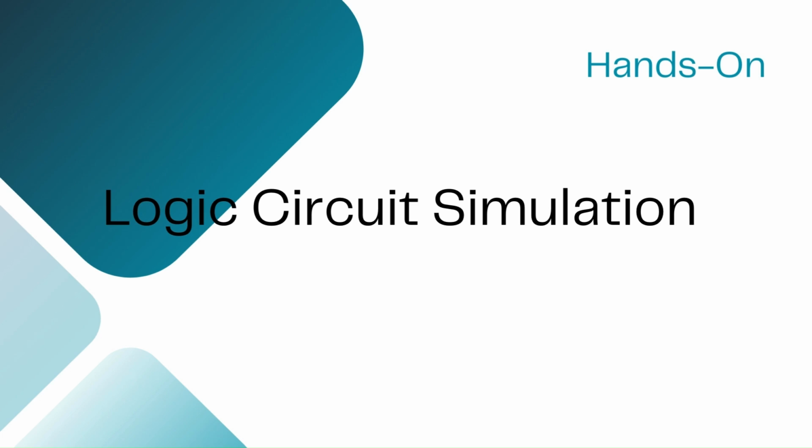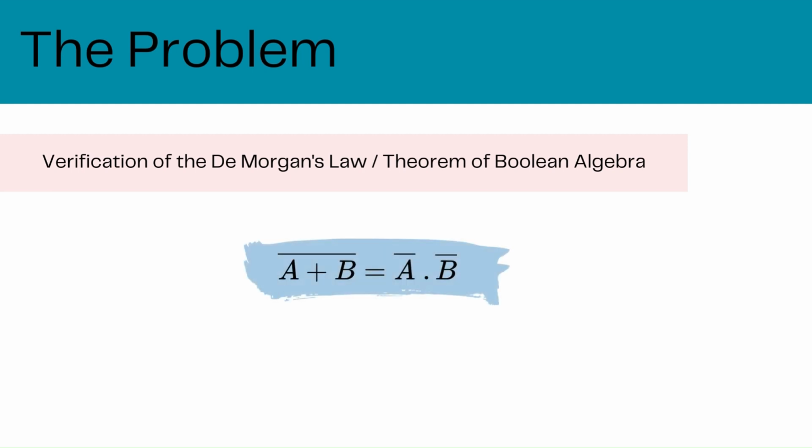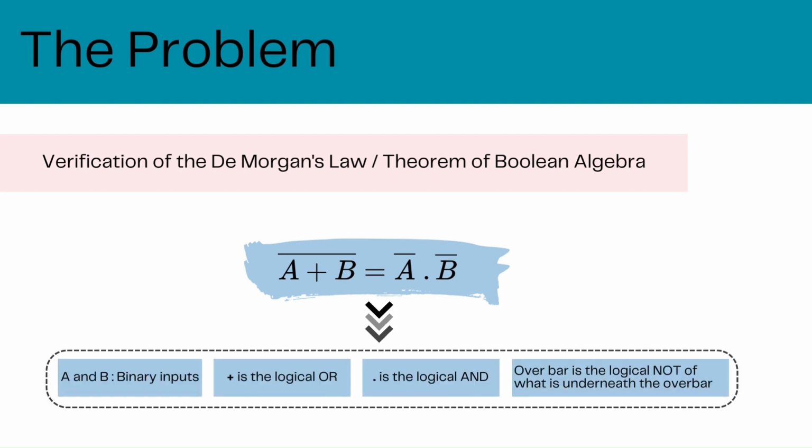Today I am going to guide you through an engaging exploration of logic circuit simulation using the powerful tool SimulIDE. The problem that we are addressing in this simulation is the verification of De Morgan's law or theorem of Boolean algebra. Mathematically, it represents that the complement of A plus B is equivalent to the product of the complements of A and B. Here, A and B are our binary inputs.